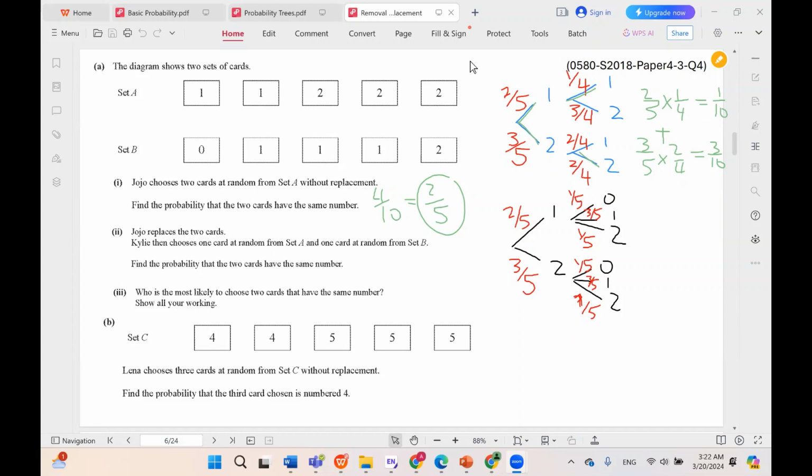So she can either get 1 and 1, which would be 2 over 5 times 3 over 5, which would be 6 over 25. Or we can get 3 over 5 times 1 over 5 here for 2 and 2. So 3 over 5 times 1 over 5. This gives us 3 over 25. So the total here would be the summation of these two values, and we would get 9 over 25 for double I.